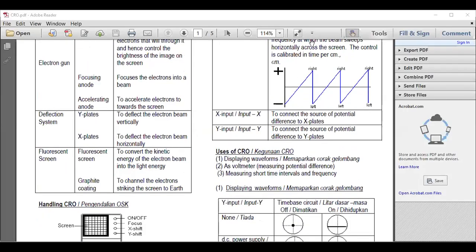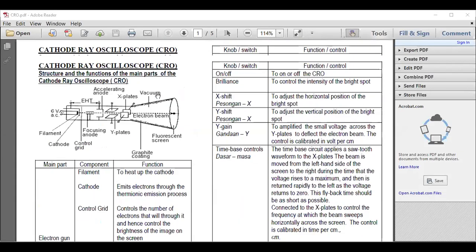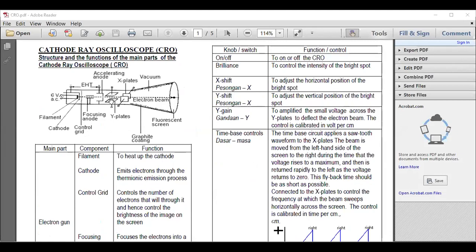Okay, next, the last one. Kalau disambung kepada alternating voltage, if the time base is off, the image will be a vertical line like this. So why? Because when you connect to alternating voltage, the cathode ray will be forced to move up and down, because the polarity akan ubah. Sekejap positive, negative. So it will move up and down. So that's why on the screen you see a vertical line like this.